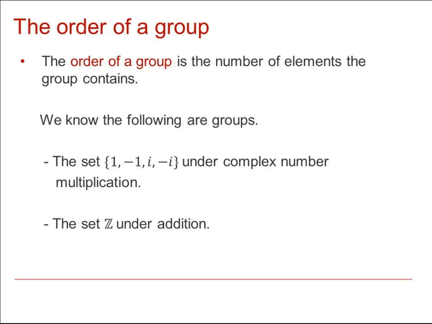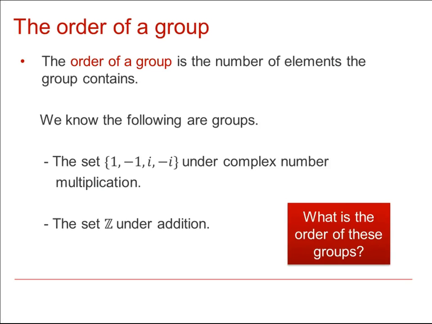Some definitions that you need to know then about groups. Firstly, the idea of the order of a group. The order of a group is simply the number of elements that it contains. So we know that these are both groups, and we can ask what's the order, and of course the first one has got 4 elements, so this is order 4. The integers under addition, we've just decided, has got an infinite number of elements, so we'd say that this is infinite order. So the order of the group is simply the number of elements that it contains.